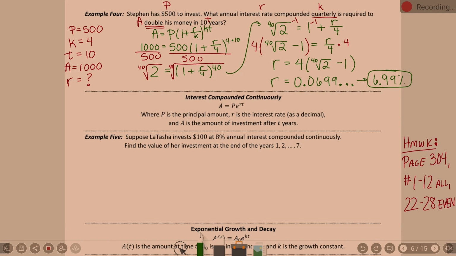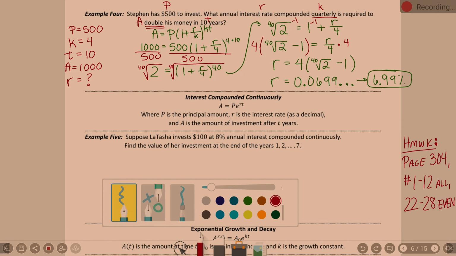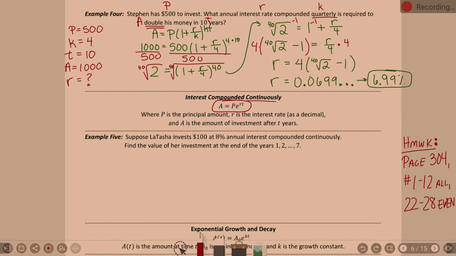Okay. One more formula, and that is our interest compounded how often? Continuously. So this formula is similar in that you see the P, but then it's times e to the RT. Or I often say A equals PERT when I'm trying to remember it. But P is still the principal amount, so the amount you start with. R is still the interest rate as a decimal. A is the amount of investment you're going to have after T years. And what's E? E is that base E, that 2.718 number. That is a button on our calculator.